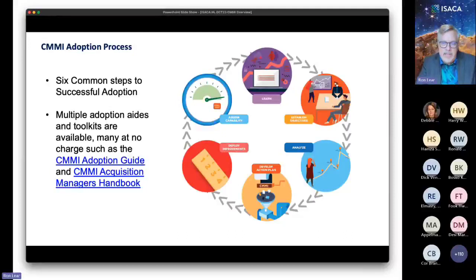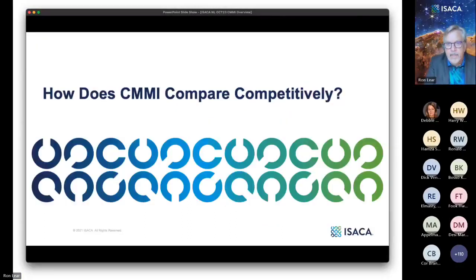So learn about how the CMMI can work for your organization, set your improvement targets, do an assessment on where you are, create an action plan based on the assessment results, deploy your improvements, remeasure and assess your capability, and then this just continues as an endless cycle of improvement after that.